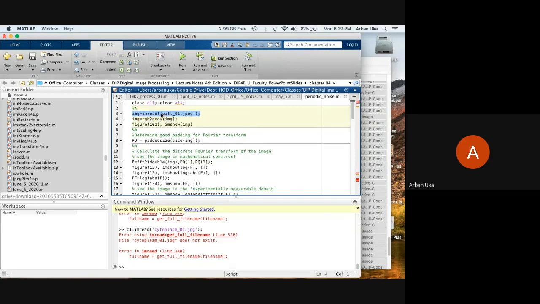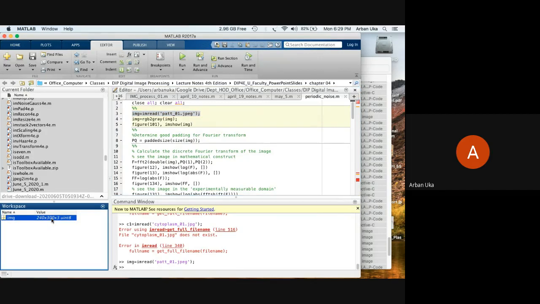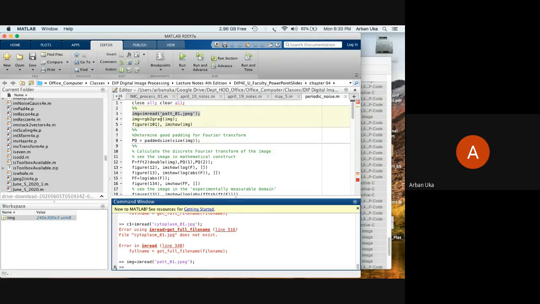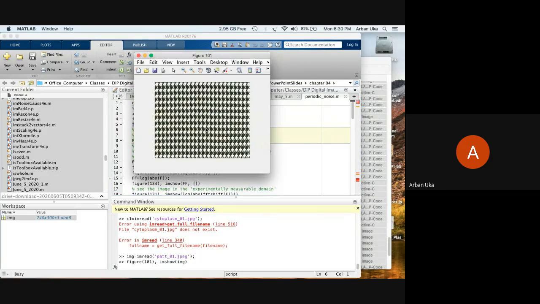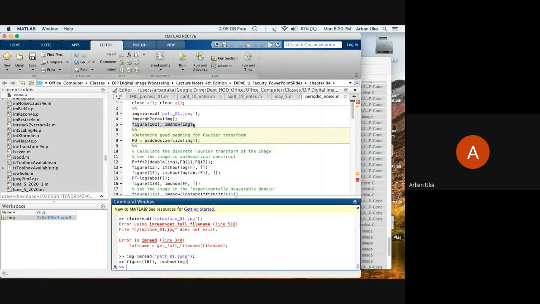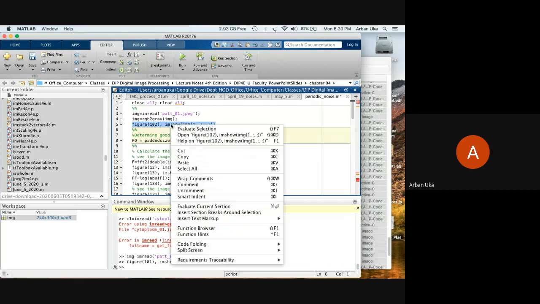Let's try to read what pattern 01 is. Apparently it's an image which is 240 by 300 by 3, which means that this has three layers. Let's do figure 101 and have a look at the image itself. And this is what it looks like. Let's also plot the first layer, and let's call this one figure 102. This is the red.